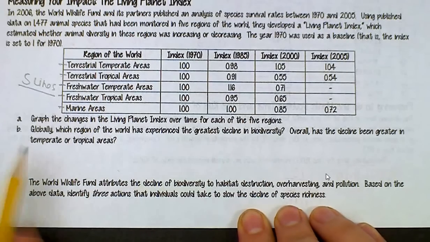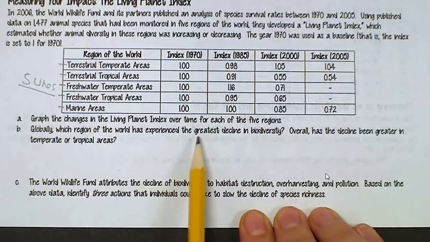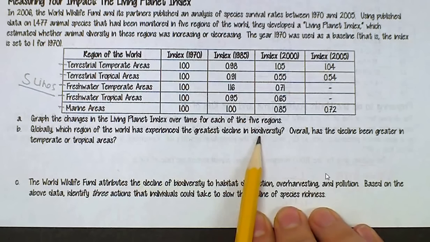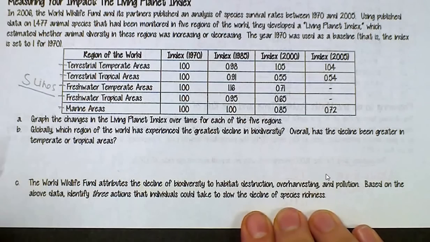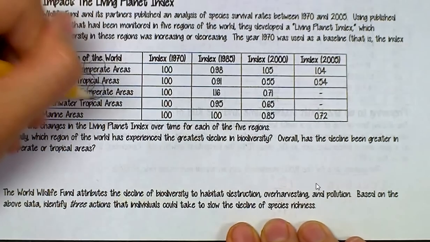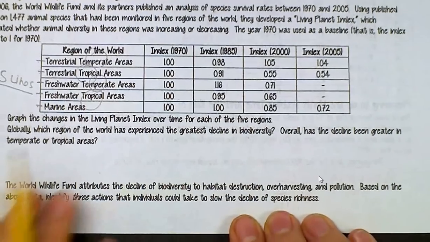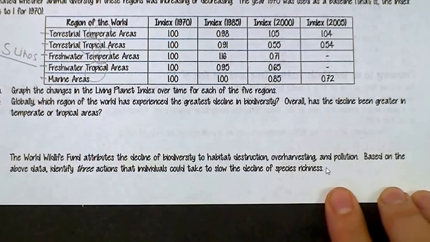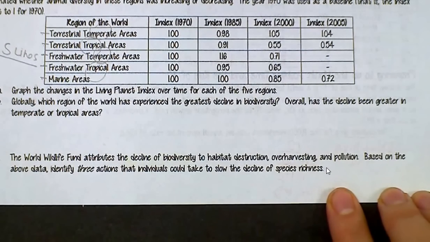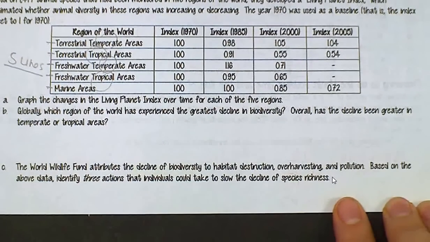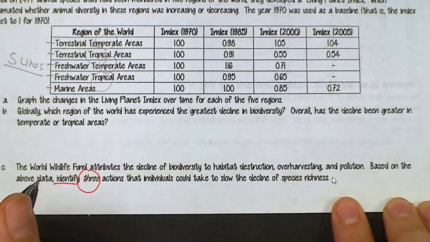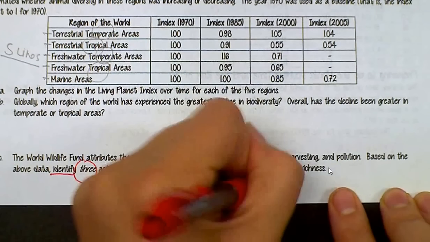Globally, which region of the world has experienced the greatest decline in biodiversity? You'll be able to see that with your graph. Overall, has the decline been greater in temperate or tropical areas? You're going to need to compare the temperate and tropical areas. Marine doesn't really count for this one. And the last question is, the World Wildlife Fund attributes the decline of biodiversity to habitat destruction, overharvesting, and pollution. Based on the above data, identify 3 actions that individuals could take to slow the decline of species richness. That's going to be on your WSQ form again as well.